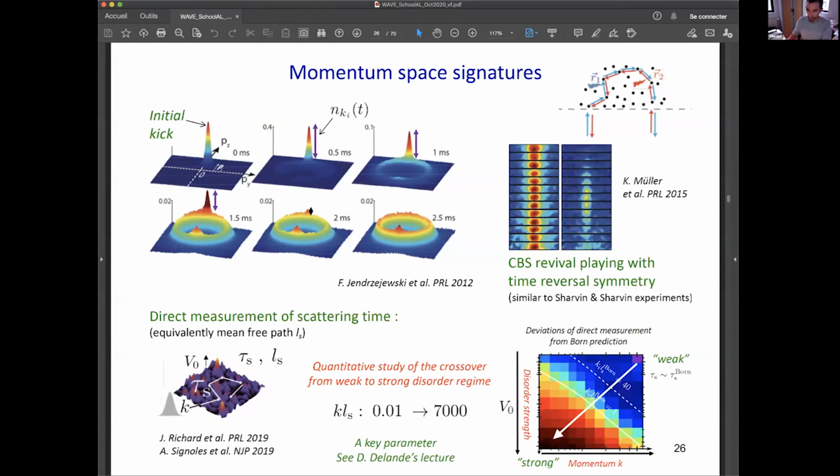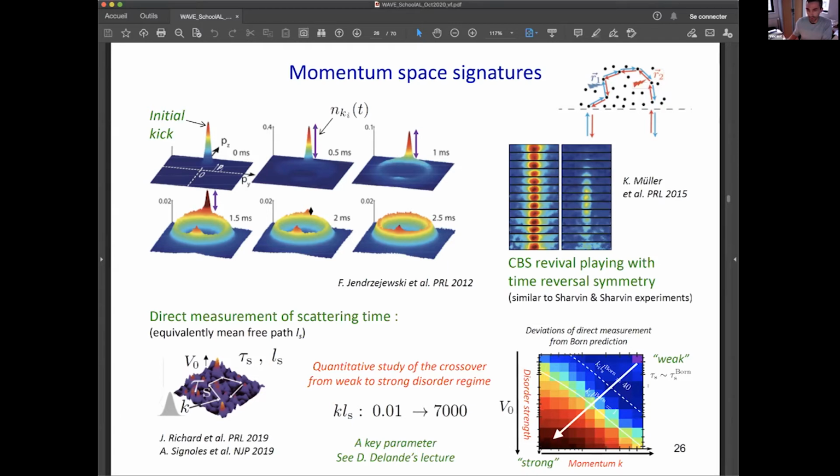Here I plot the scattering time, compared to the Born prediction. When it's blue, it means that the ratio is 1, which means we have a nice agreement with Born. And when it's red, it means that there is very bad agreement with the Born prediction. The two axes are: the horizontal one is when I increase the momentum, and here is when I play with the disorder strength, but beware, the disorder strength is going downward.